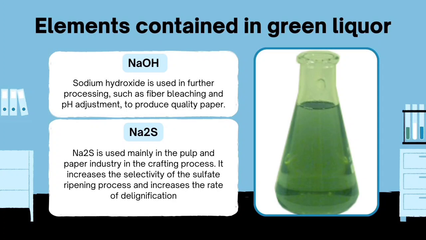Sodium hydroxide is an inorganic chemical compound which is also known as caustic soda. This compound is made from the elements sodium, hydrogen, and oxygen. Sodium hydroxide is usually a white solid that is highly soluble in water, producing a strong alkali solution. Sodium hydroxide is also used in the paper making process after the wood fiber goes through pulping. It is used in subsequent processing, such as fiber bleaching and pH adjustment, to produce quality paper.